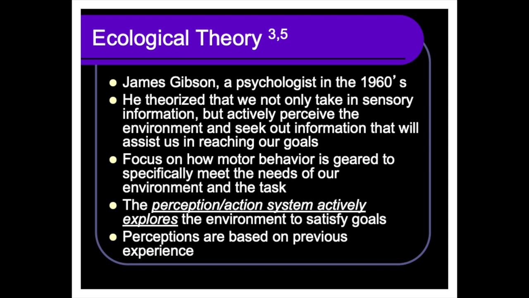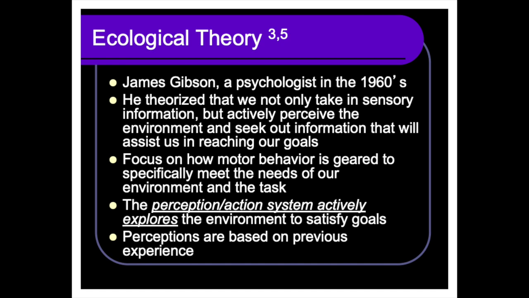So ecological theory was first introduced by James Gibson, who was a psychologist in the 1960s, and his daughter, I believe her name is Elizabeth Gibson, has carried on his work and published some work in ecological theory as well. So Dr. Gibson theorized that we not only take in sensory information, so it's not a passive perception, but we actively perceive the environment. So we are actively looking at the environment and trying to seek out the information that we need that will help us to reach our goals.